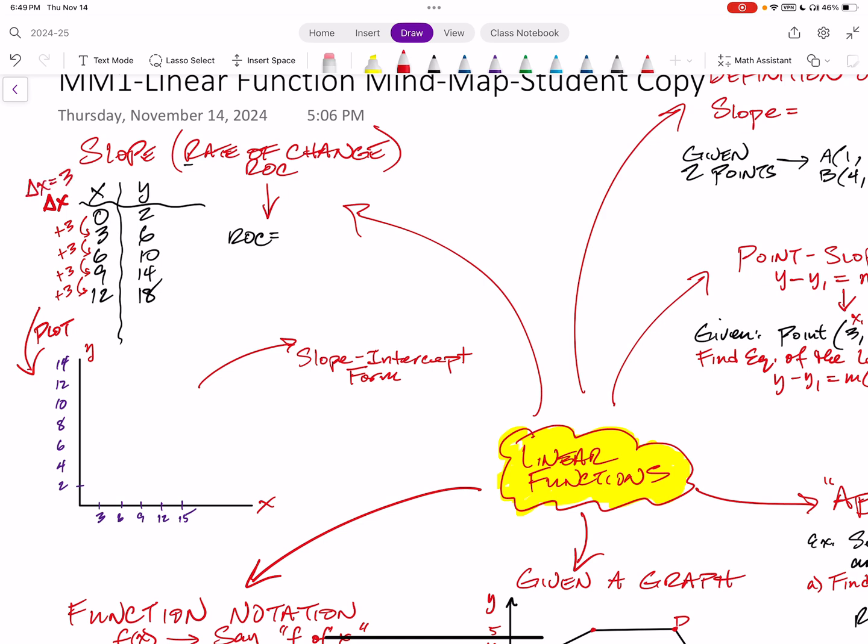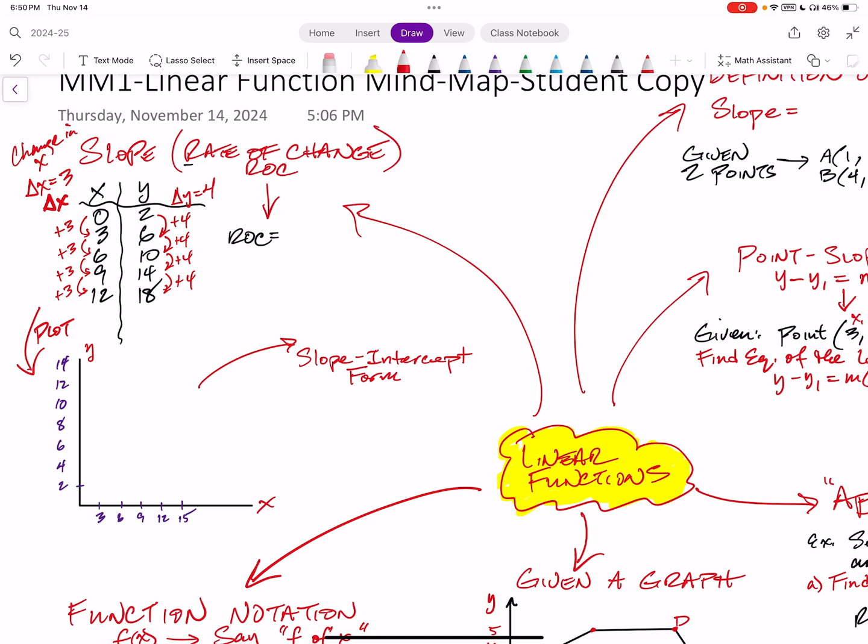Delta x stands for change in x. Now, what is the change in y? Well, we're increasing from 2 to 6, and that's simply adding 4. From 6 to 10 is an increase of 4. From 10 to 14 is an increase of 4. From 14 to 18, that's also an increase of 4. So delta y is your change in y, and that's constant.